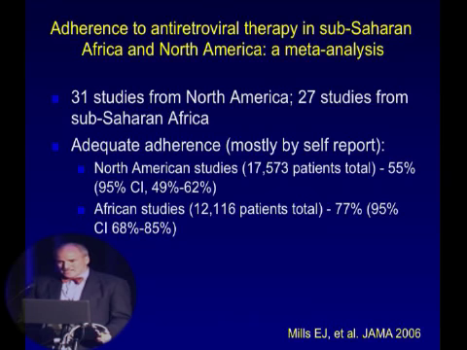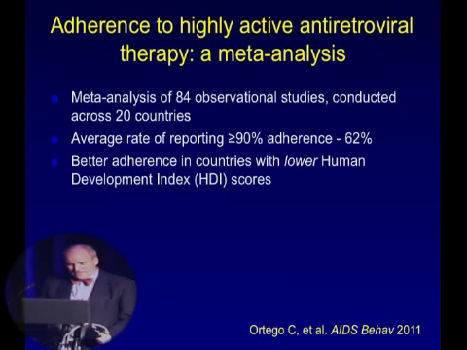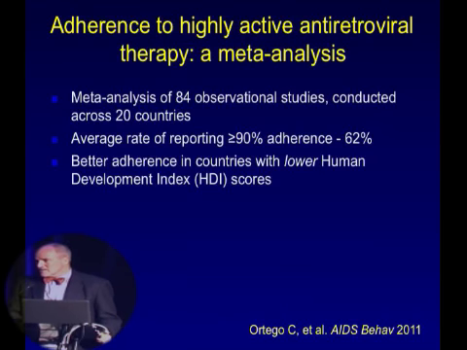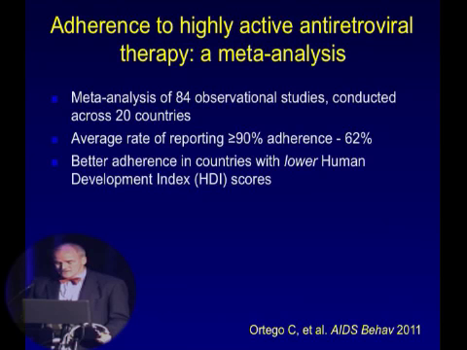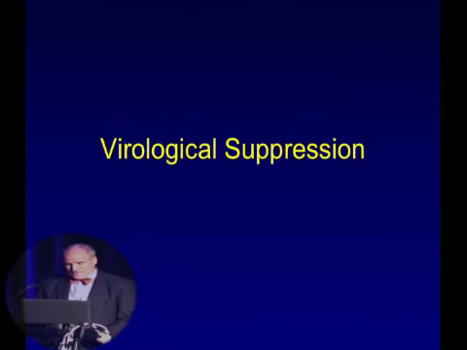Moving right along, adherence is not something that we put in the foreground in a cascade, but it's critically related to the viral suppression aspect. Two studies, briefly: one, a meta-analysis of 31 studies, highlighted the differences in the North American studies, where the adherence rate was about 55%, and in the African studies, the adherence rate was 77%, so significantly better in sub-Saharan Africa. Another meta-analysis, with 84 studies, reports globally that adherence is only about 62%, but also highlighted that there's better adherence in resource-poor countries, or countries with a lower human development index.